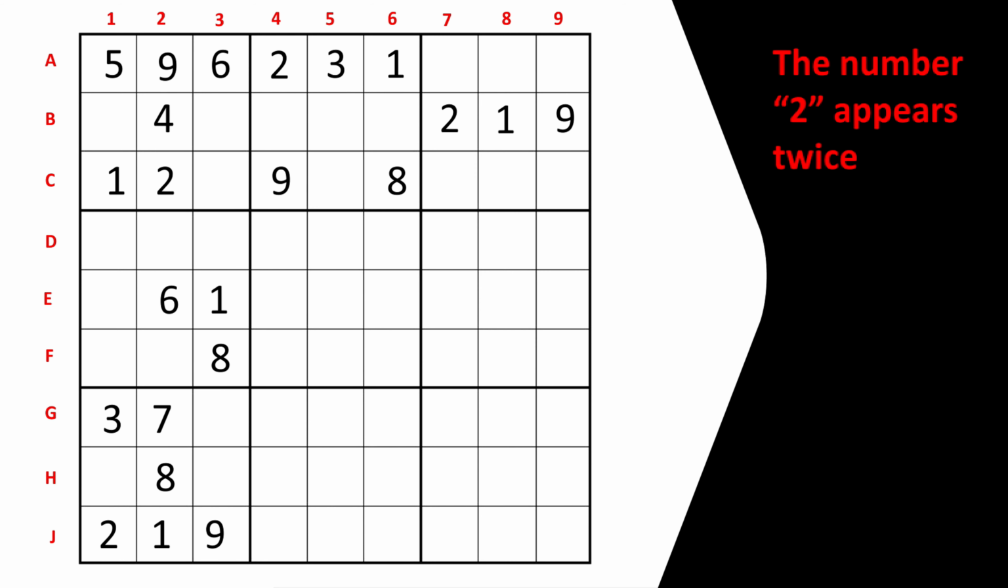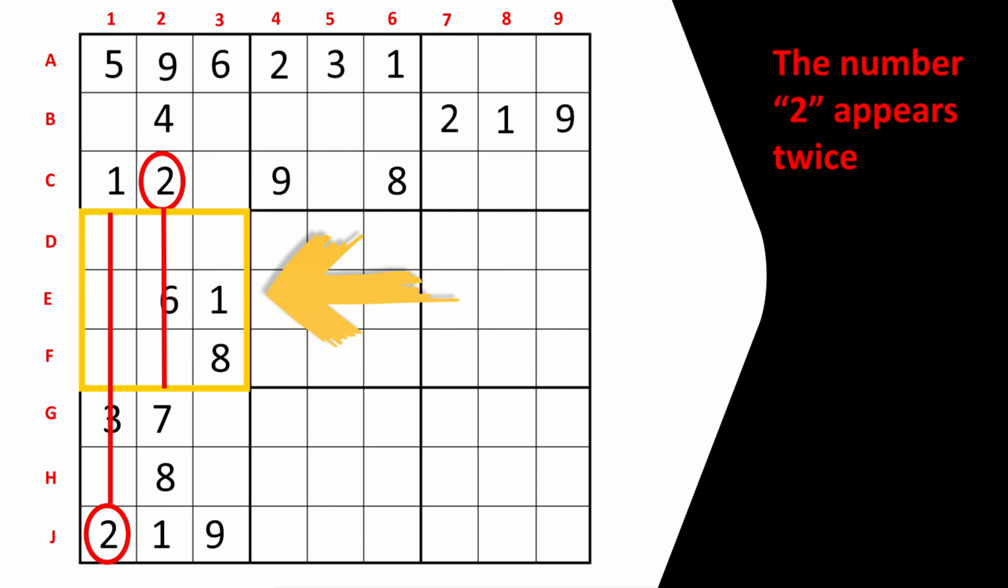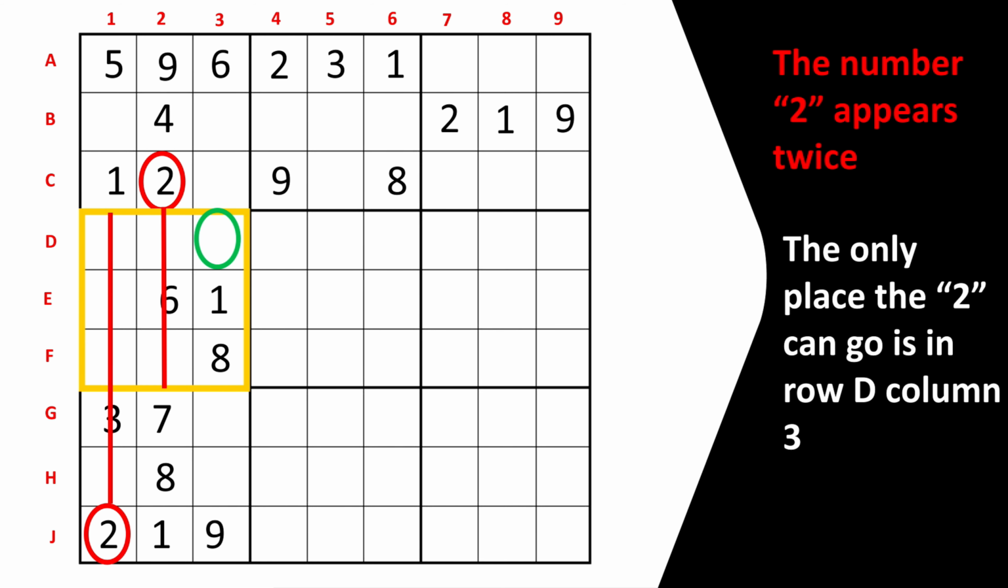The number 2 appears twice in this stack, in blocks 1 and 7, so it must appear in block 4. And the 2 is already in columns 1 and 2, so it must be in column 3. There are already numbers in these 2 cells, so the 2 can only go here in row D, column 3.